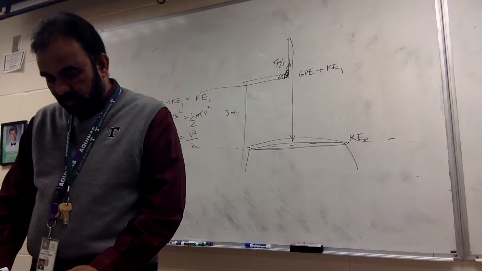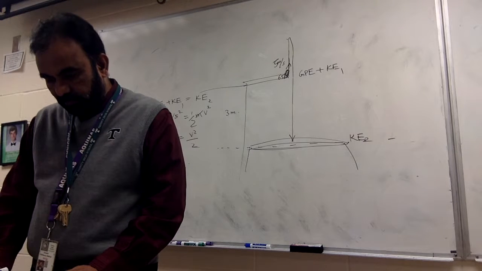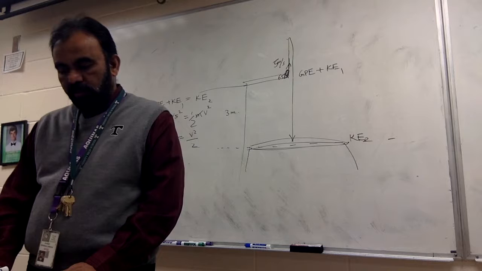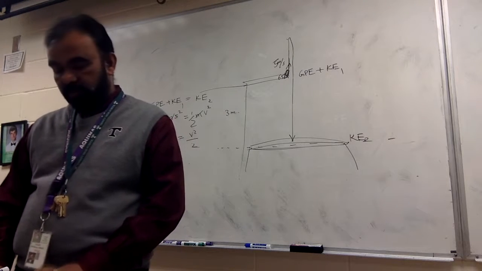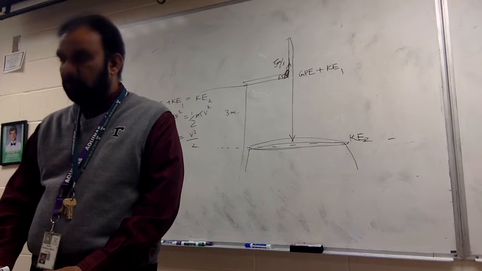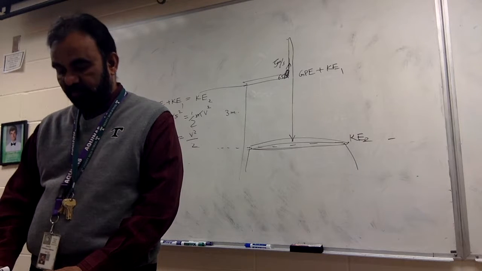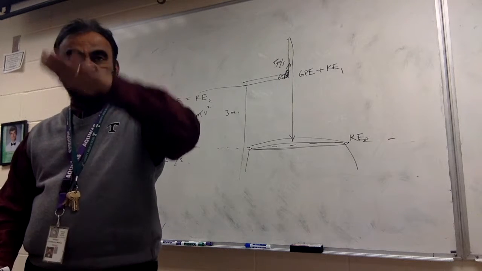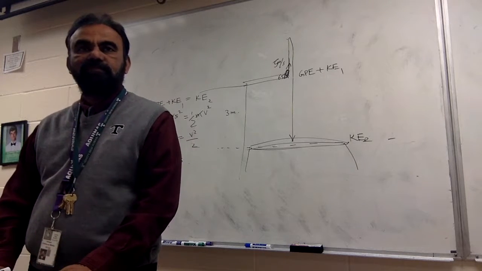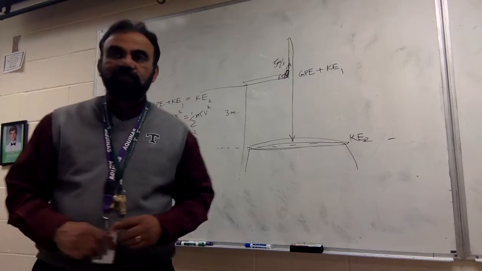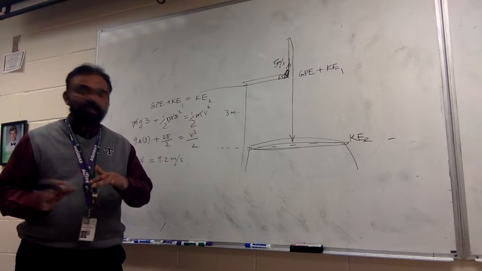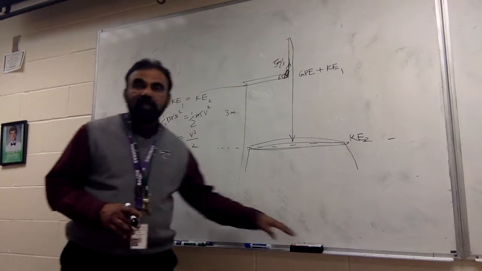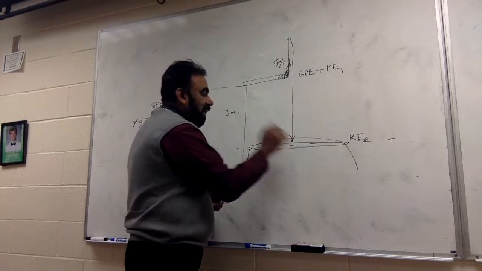The second part of the question says, if the trampoline behaves like a spring with a spring constant of 62,000 Newton per meter, how far does he depress it? Okay, so the question is now a different question. It's a totally different question. It says, all right, now you know that he's landing here.